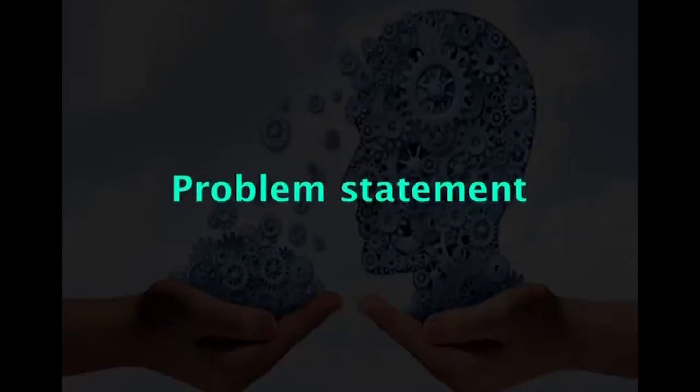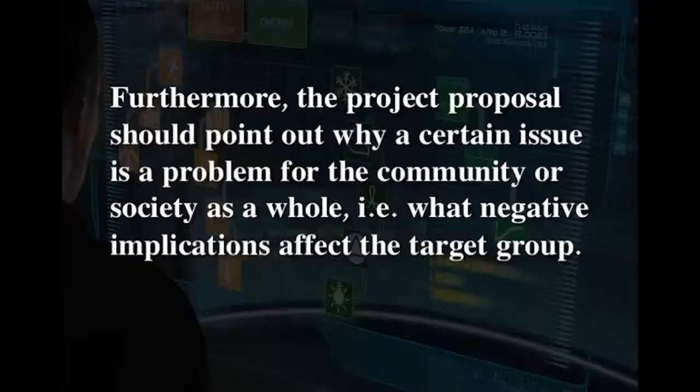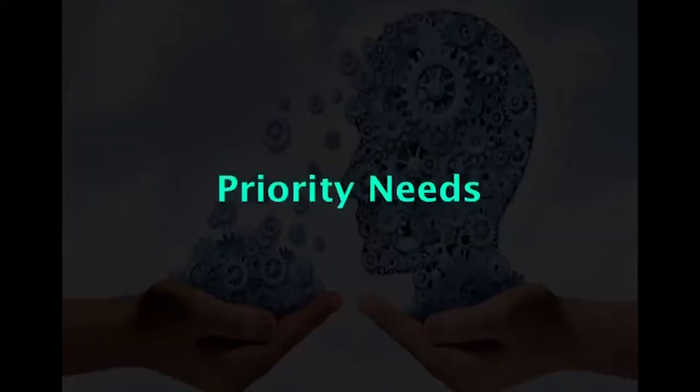Problem statement. The problem statement provides a description of the specific problem or problems the project is trying to solve in order to make a case for the project. Furthermore, the project proposal should point out why a certain issue is a problem for the community or society as a whole, that is, what negative implications affect the target group. There should also be an explanation of the needs of the project group that appear as a direct consequence of the described problem.